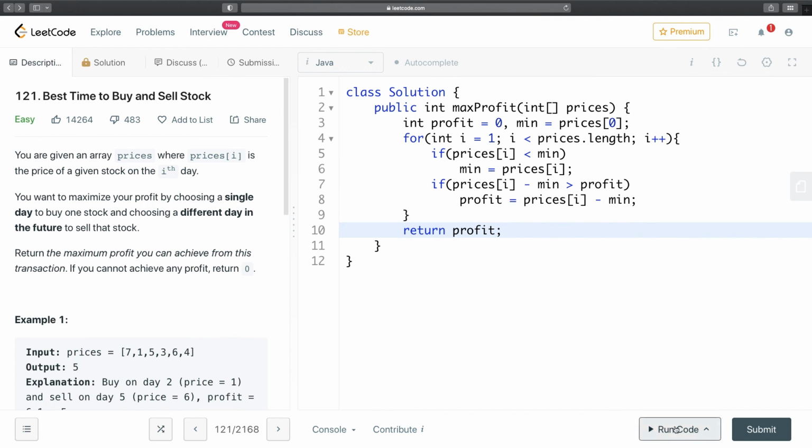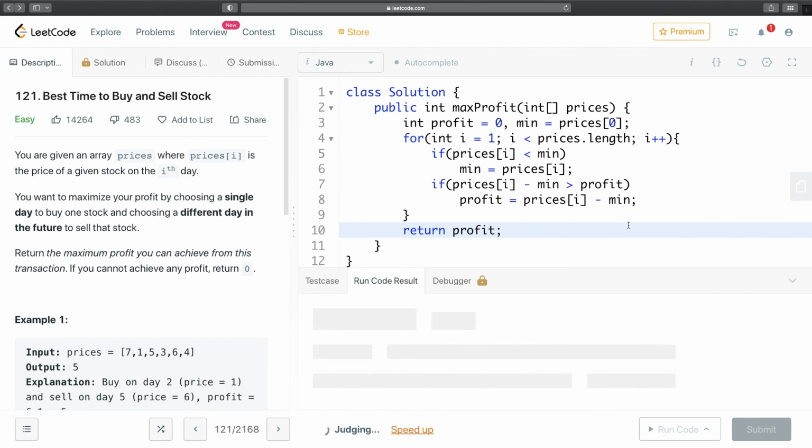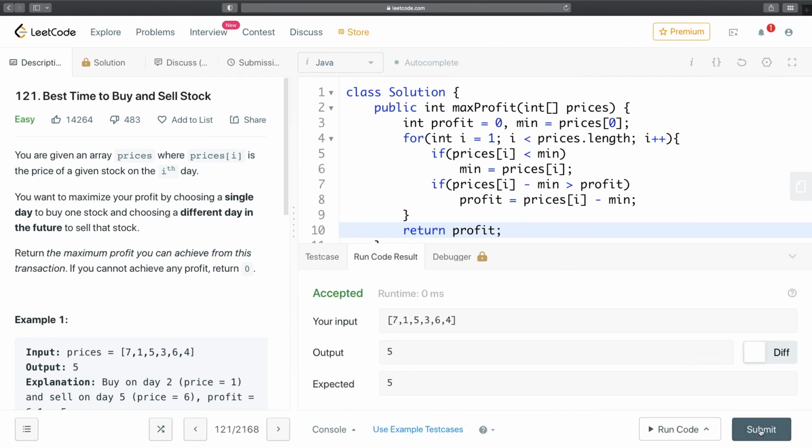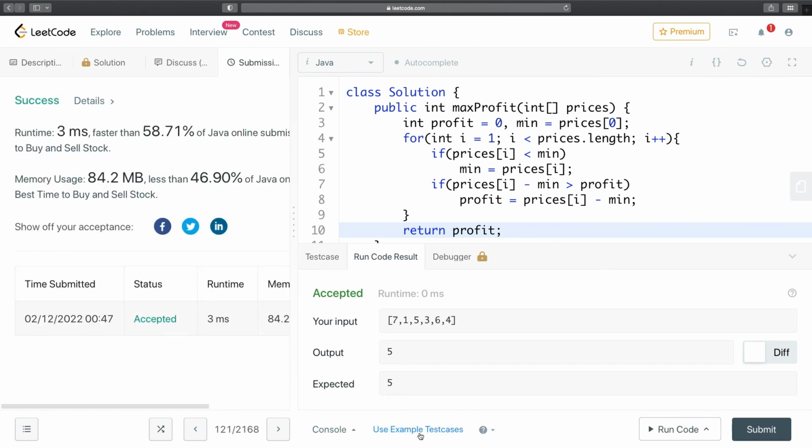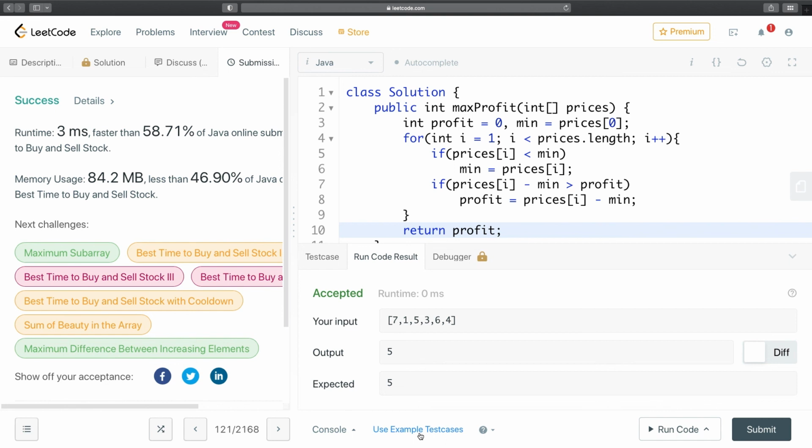So let's run this code to see if I have made some compilation errors. Nope. So let me submit this. Okay, so it is submitted successfully.